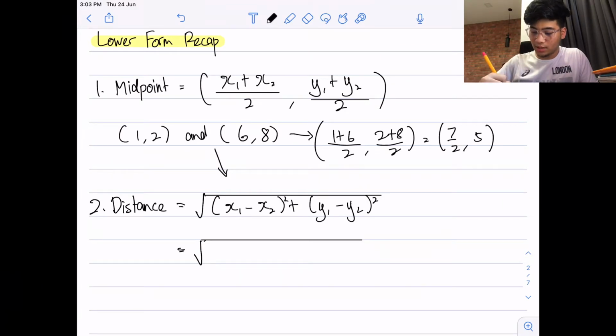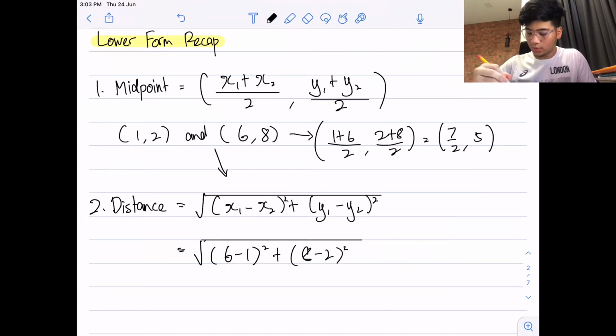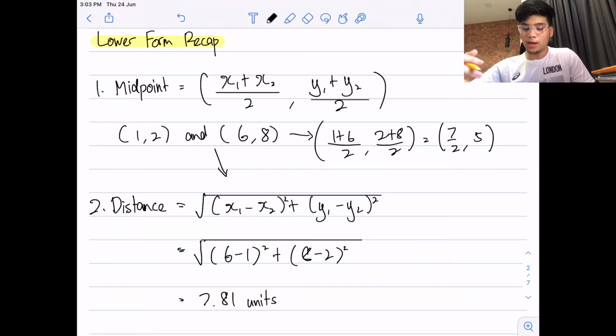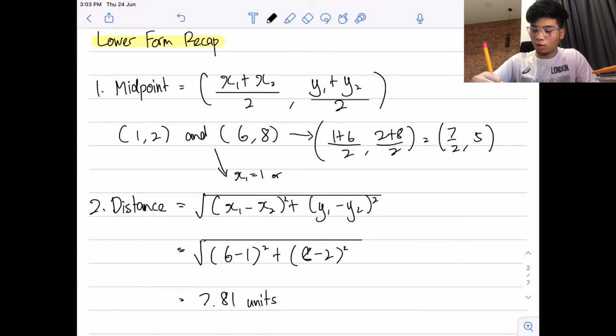So you just get 6 minus 1 squared plus 8 minus 2 squared, and I would get 5 squared plus 6 squared, so that's 25 plus 36, and then the square root of that, so I would get an infinite number of 7.81. Let's round it off there to 7.81 units. So just keep in mind x1 and x2 are interchangeable. That means you could let x1 equal to 1 or 6 as long as x2 is vice versa. Alright, so it has to be like 1, 6 or 6, 1, something like that. And y1, y2, same concept between 2 and 8.